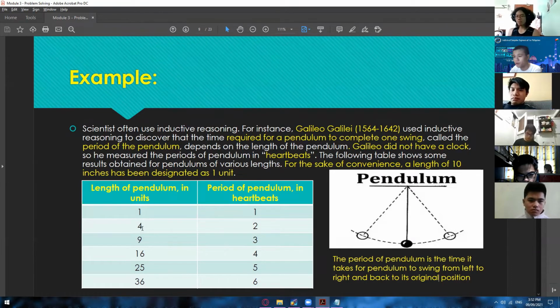If we have 4 units, we have 2 heartbeats. If we have 9, we have 3. If we have 16, we have 4. If we have 25, we have 5. If we have 36, we have 6. What did you realize regarding this graph? What if we have 7 heartbeats? What is the length that we should have? 49. Yeah, 49. So it's always the square root of the length of the pendulum that is equal to the heartbeats.